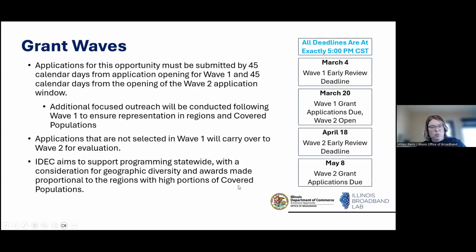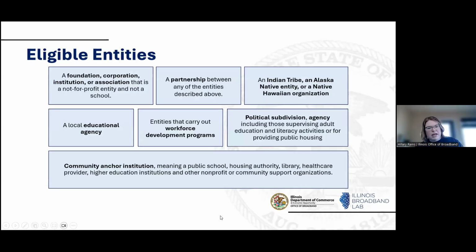Good deal. I see some more questions there in the chat, and we will get to those. A review of your dates there, and we will review those again. So eligible entities, like we say, are foundations, partnerships, Native tribes or Native Hawaiian organizations, educational agencies, workforce development, local governments, community anchor institutions.